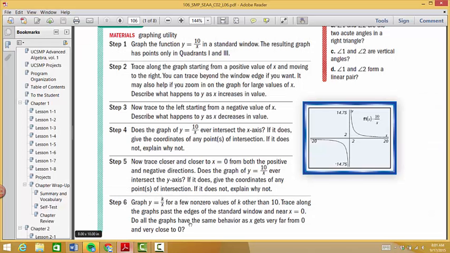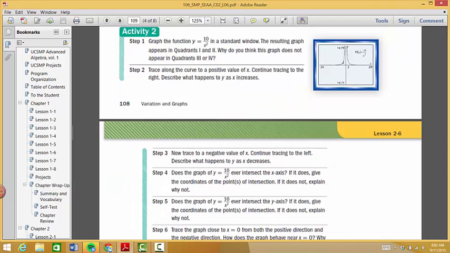Okay? So let's take a look at activity 2 now. If we look at activity 2 in the chapter, you'll see I have it shown here. In this activity, we're just going to change the bottom value. Instead of it being x, we're going to change it to x squared, and we're going to take a look at what happens in that scenario.